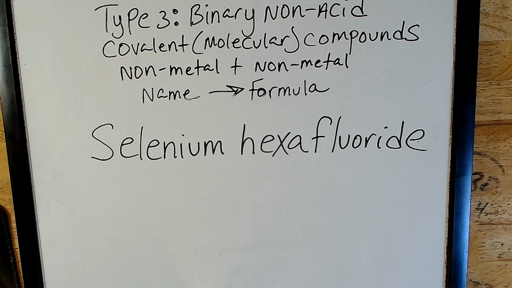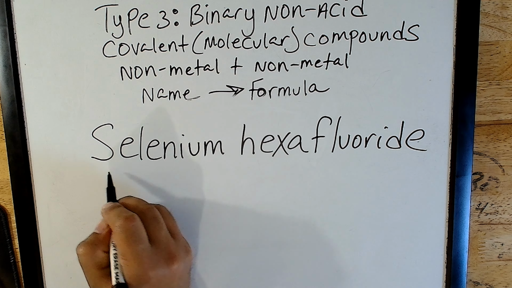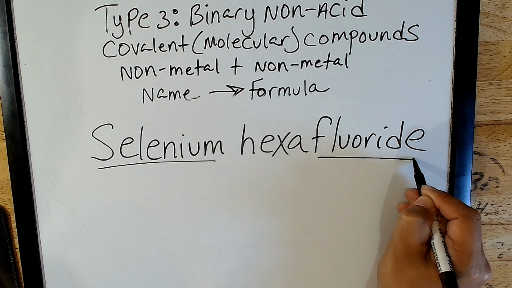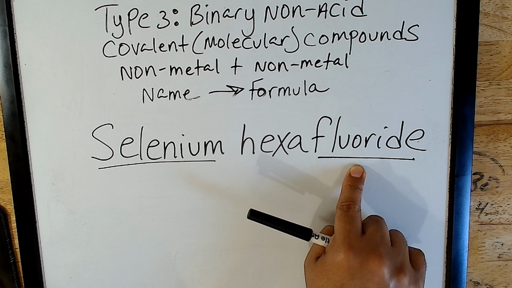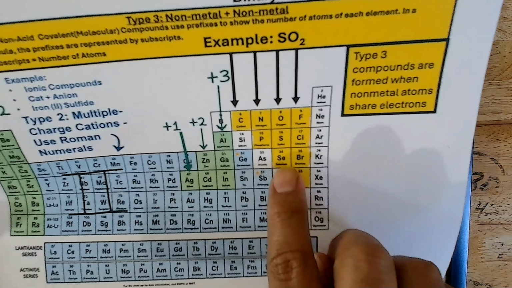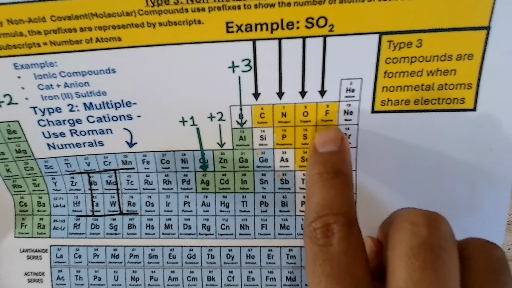Okay, let's work this last example. I have selenium hexafluoride. I see the element selenium. I see the word fluoride that comes from the element fluorine. If you're not familiar with selenium, it's a nonmetal, and you're definitely familiar with fluorine.